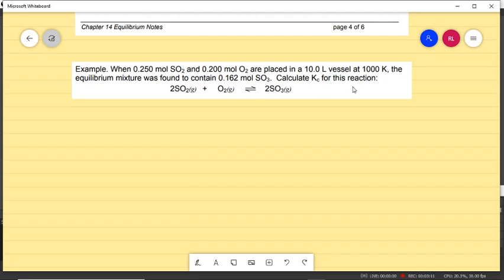Remember that when we solve for the equilibrium constant, the concentrations that will be substituted into our expression must be the concentrations at equilibrium. So first we have to set up our ICE table. Okay, so we have our reaction.